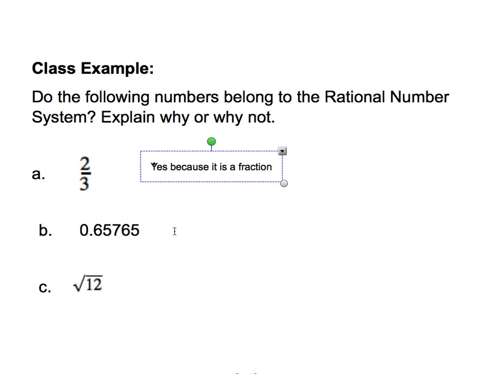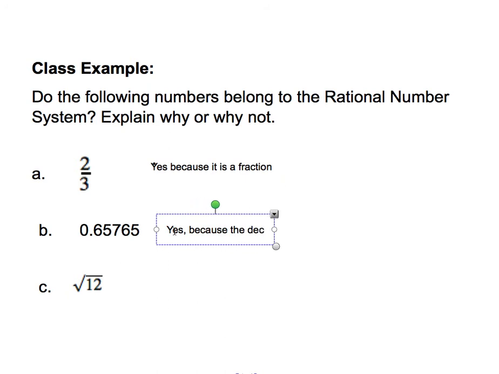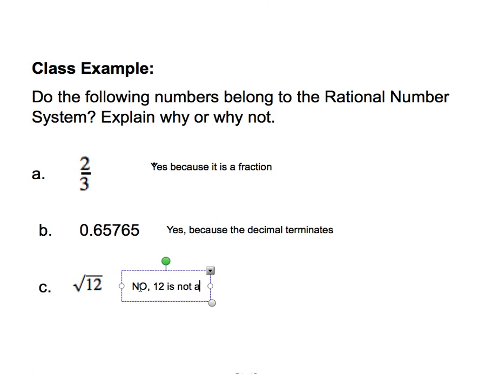The second one is yes, because the decimal terminates. And the second one is no, it's not a rational number because 12 is not a perfect square. Okay, so when I find the decimal of square root of 12, it is going to give me a decimal that doesn't repeat and it doesn't terminate.